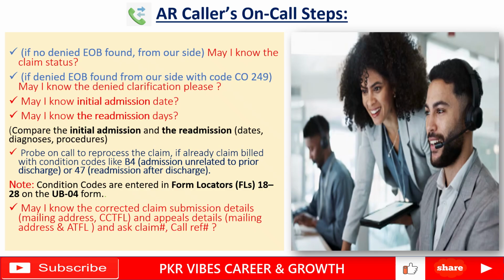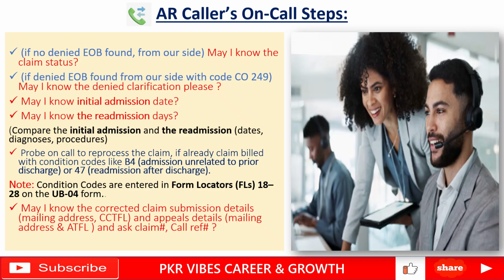The next step is that the rep will provide the denial clarification, like this claim was denied for readmission. Then you have to ask the insurance representative the next question: may I know the initial admission date? Initially, when we submitted the claim to the insurance, we did a pre-call analysis. But if you did not get that information, or if you want more clarity, you should ask this question, no problem. May I know the initial admission date?